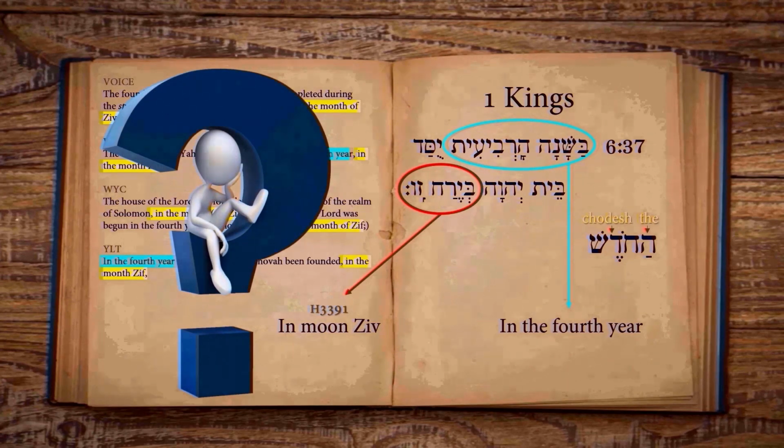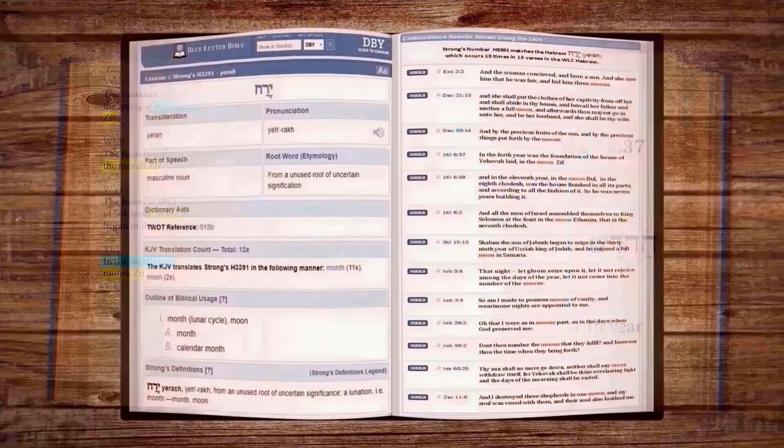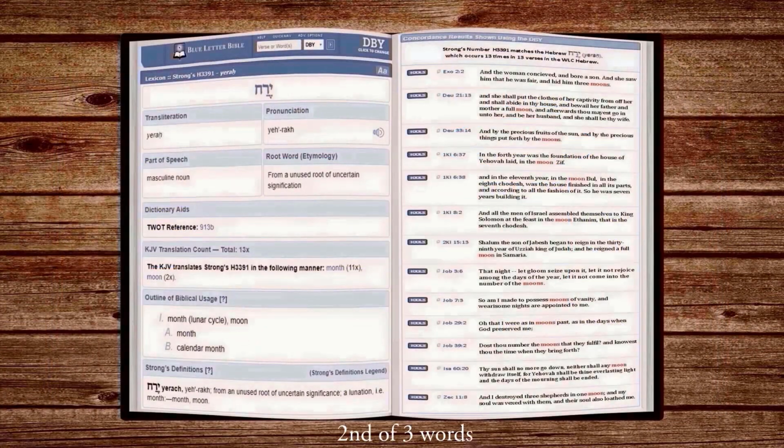Why? When we look at Strong's, Yarach says it's a month. We don't think so, a calendar month. He also says it could be a moon. We have changed in red from months to moons because it will affect the translation and understanding, as well as revealing some very interesting facts if you were to retain moon instead of months.